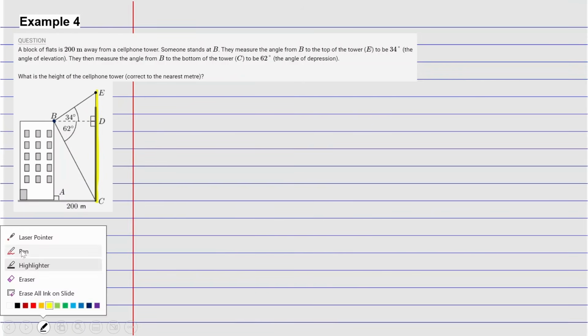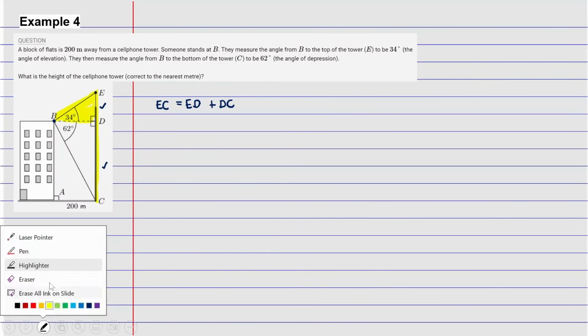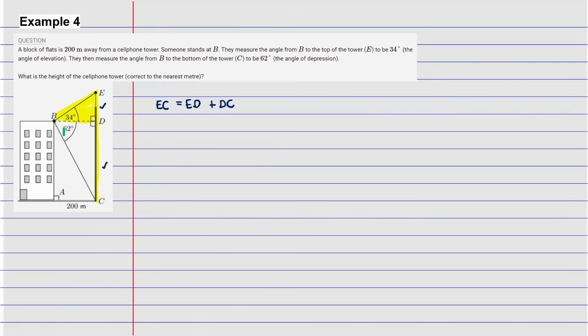So let's break down this height. We're looking for EC, because that's the height of the tower, right? Which is made out of ED plus DC. So we need to find this one and this one, right? This one is from the angle of elevation and the other one is from the angle of depression. So I'm going to split them into two triangles. We need to find it from the top triangle first, then the other one from the bottom triangle.